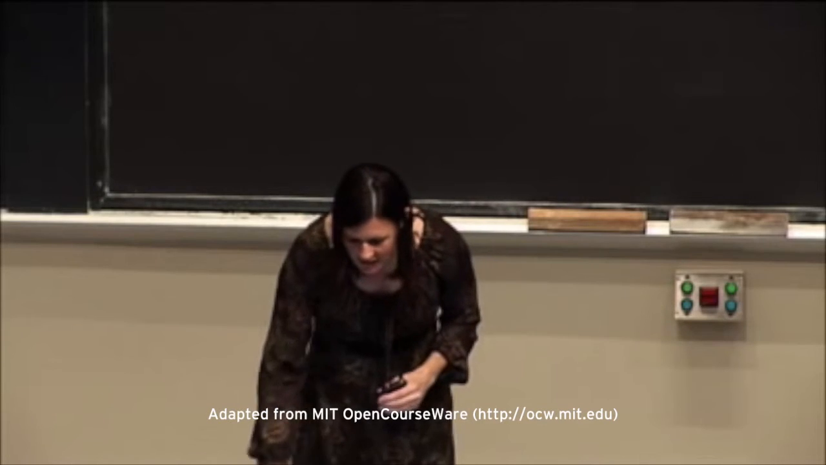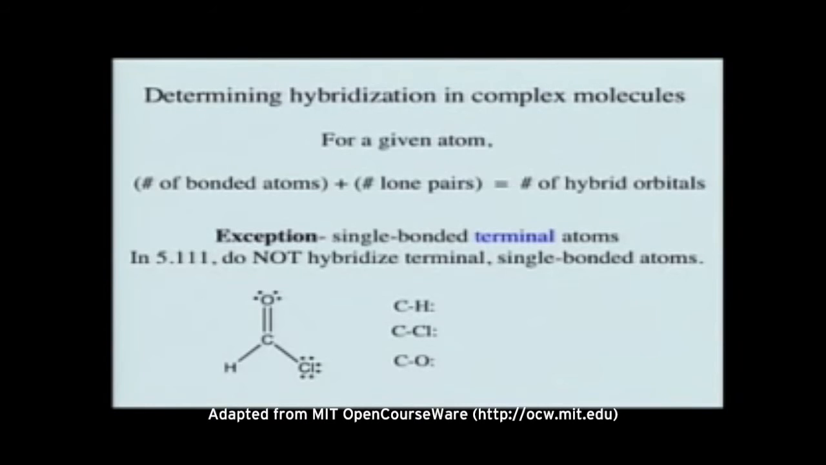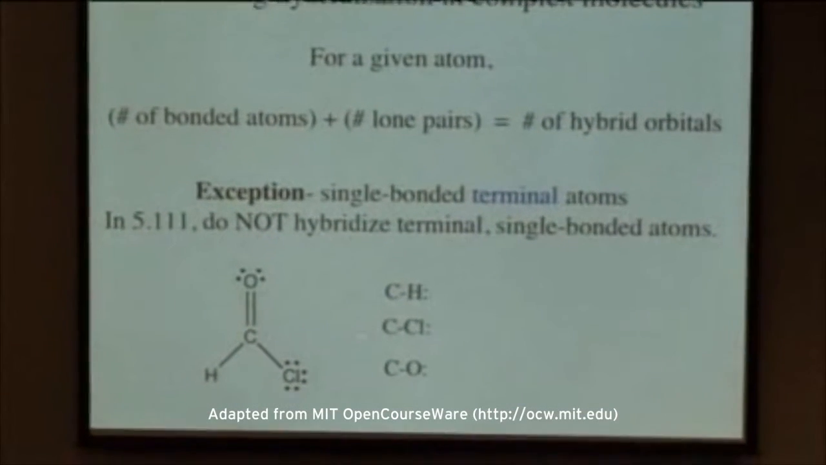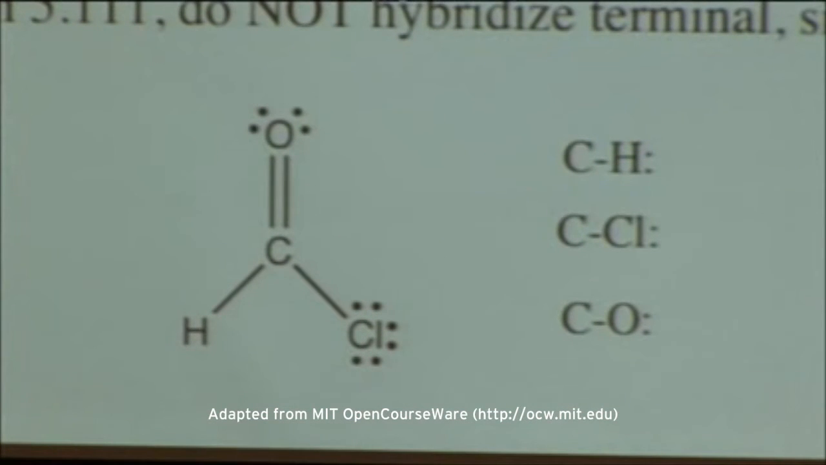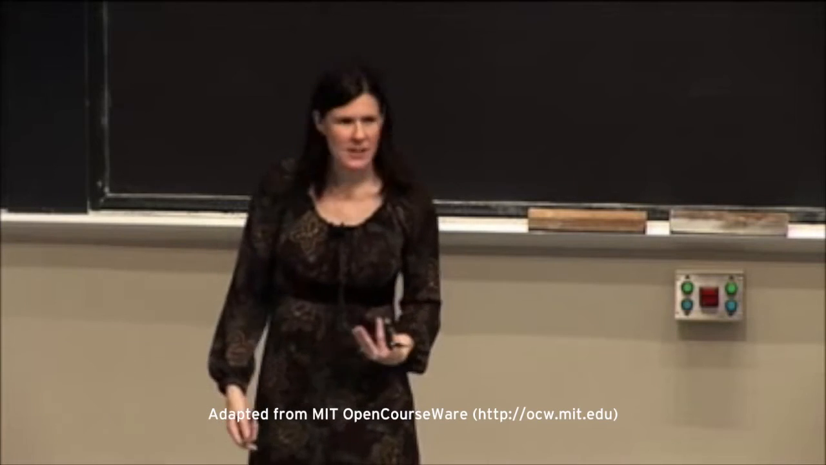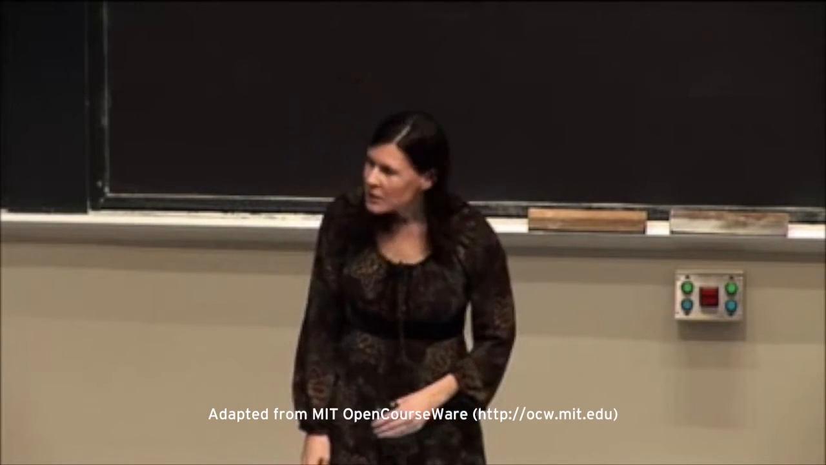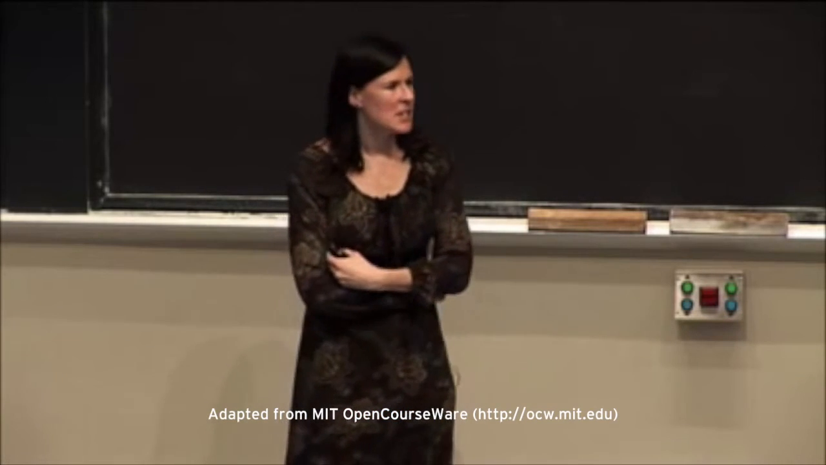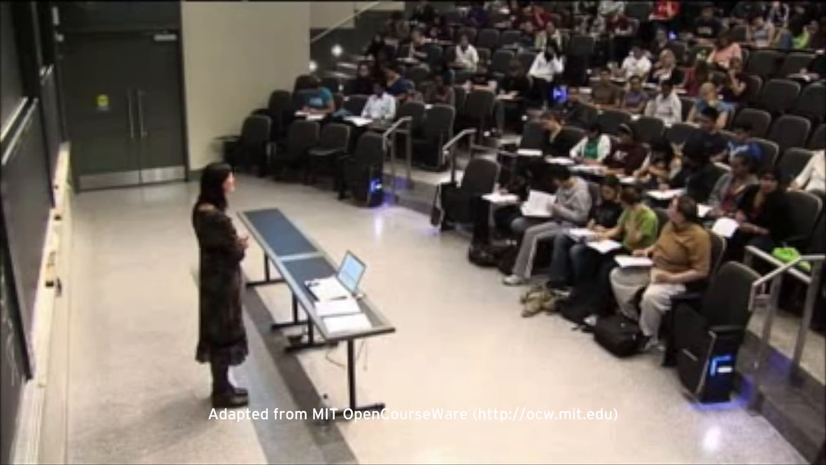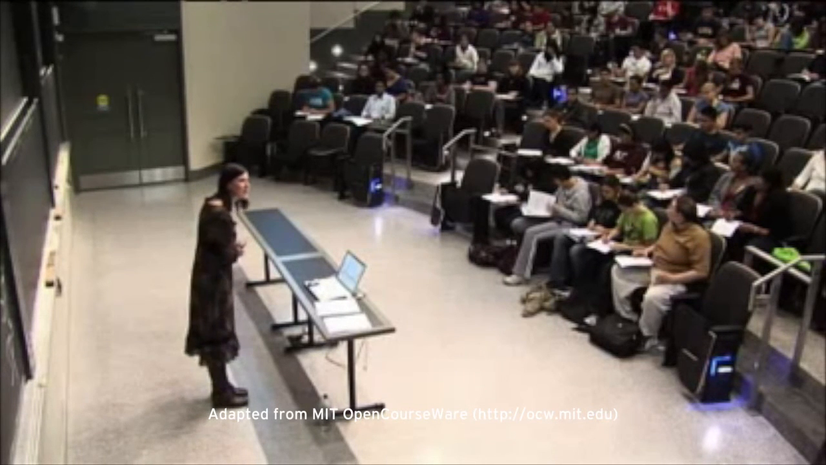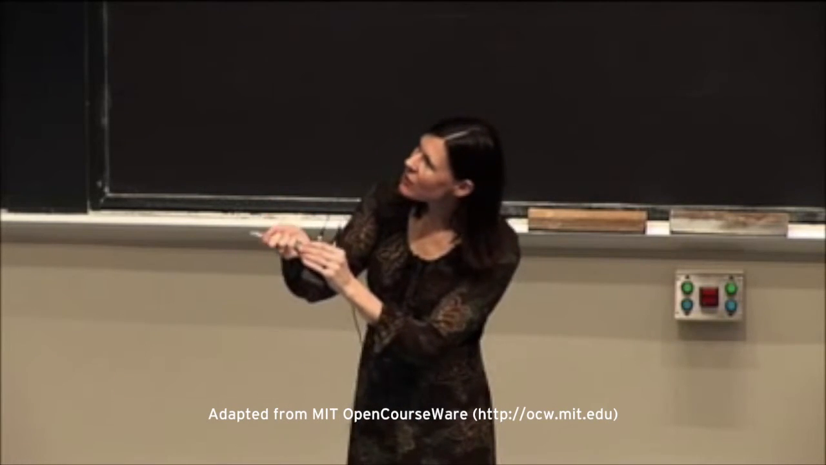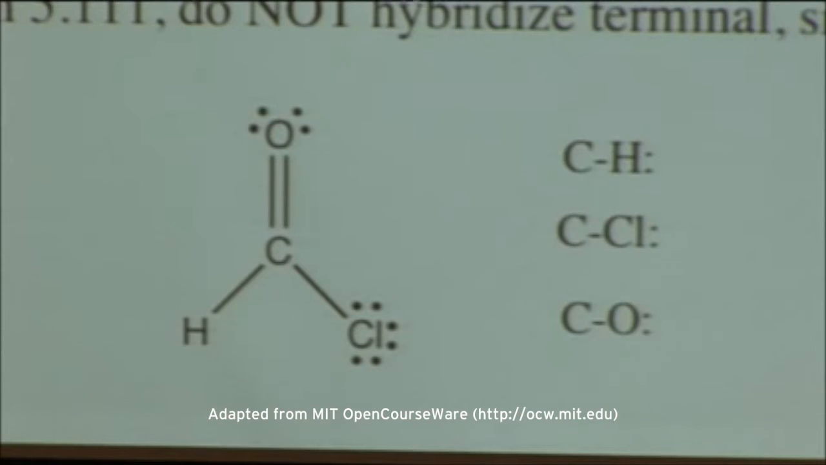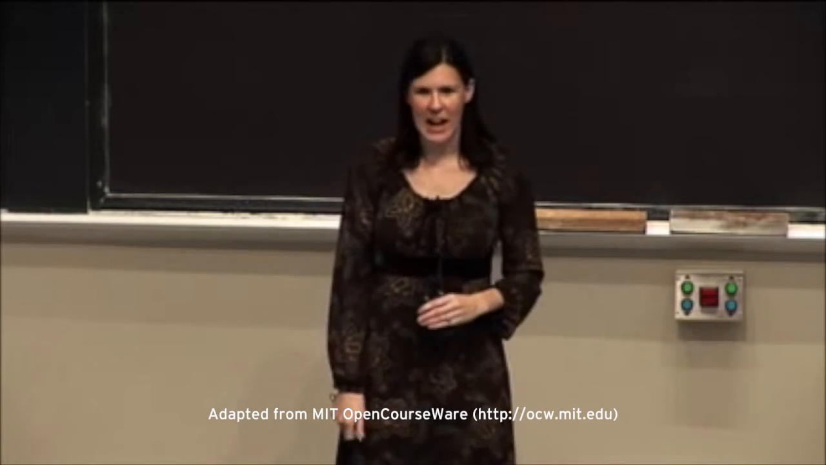We can illustrate this with an example of formyl chloride. This is a good example because we're just dealing with carbon as our central atom, and we have 3 terminal atoms, 2 of which are single bonded, so we're not going to hybridize those, and one which is double bonded, the oxygen, so we will hybridize that one. So what is the hybridization around the carbon atom? I'm hearing some mixed answers, so let's think. The carbon atom is bonded to 3 different atoms, and it has no lone pairs. So what's the hybridization? Good, sp2.